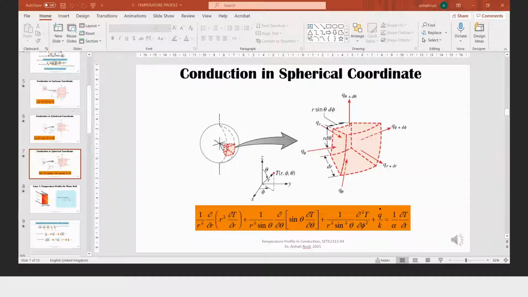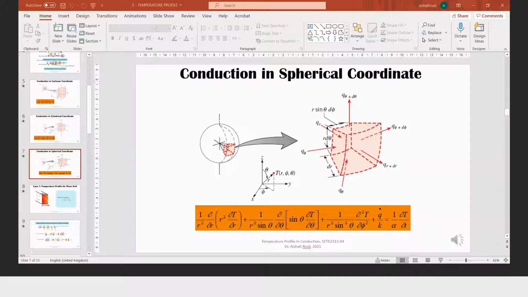Only r is straight, while the height and the depth are both not straight. So the equation becomes slightly more complicated, but the way to derive the equation is pretty much the same.